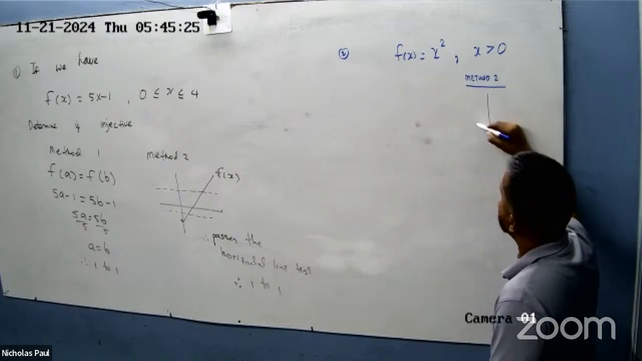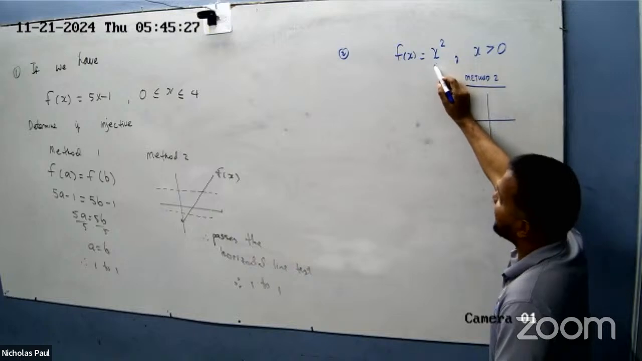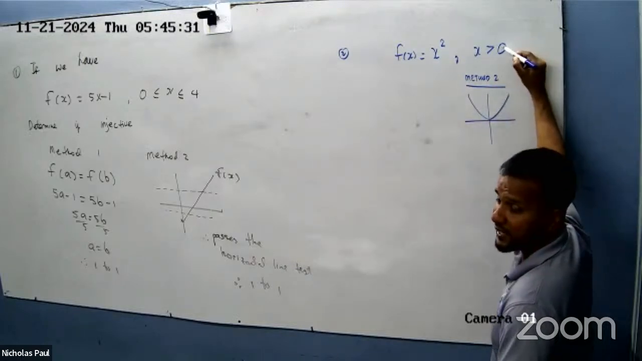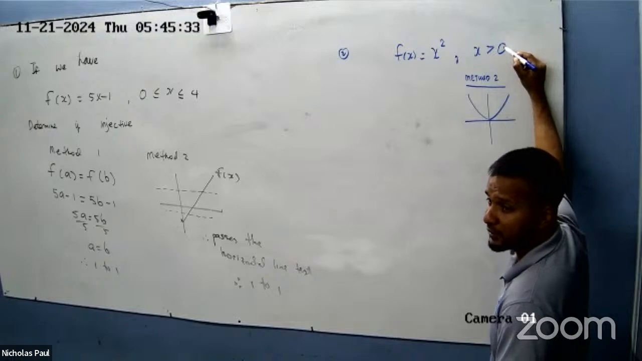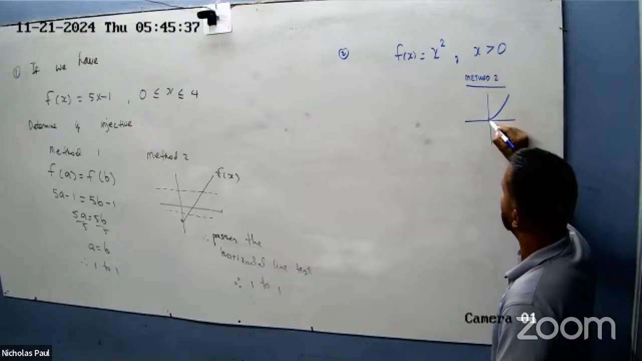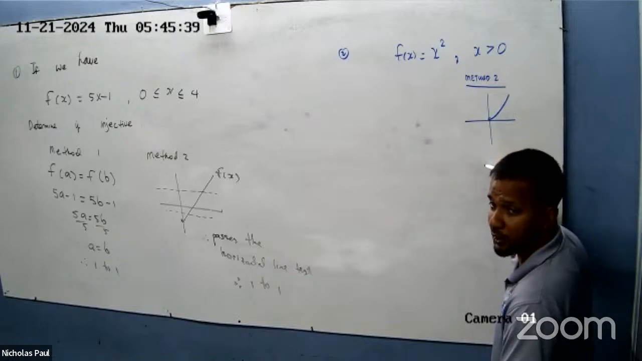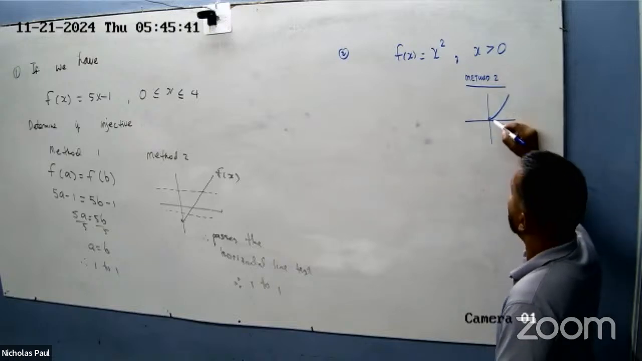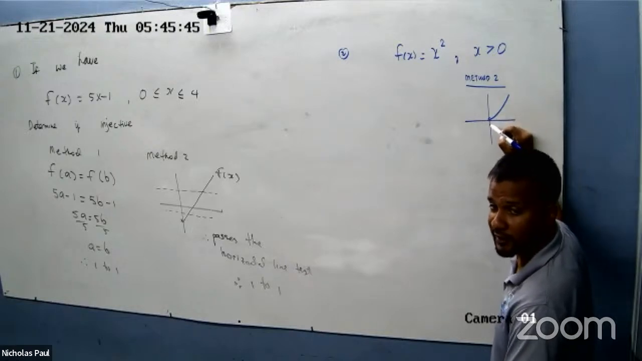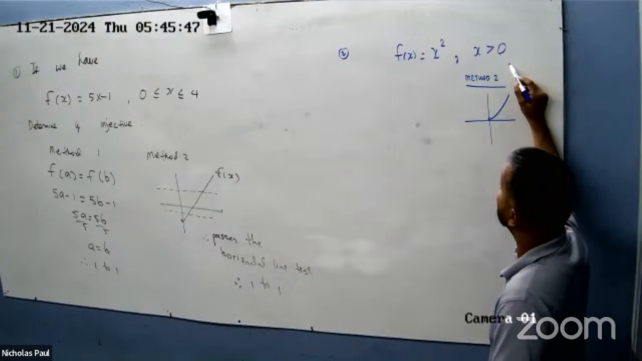Method 2, we're going to sketch x squared. X squared looks like this. But x is more than 0, so you take this part off, you draw a little hollow circle there, and you go all the way up. The reason it's hollow is because 0 is not included here.